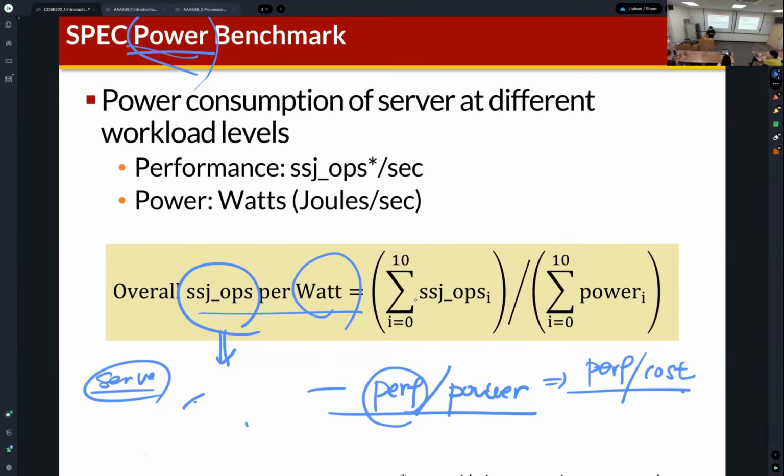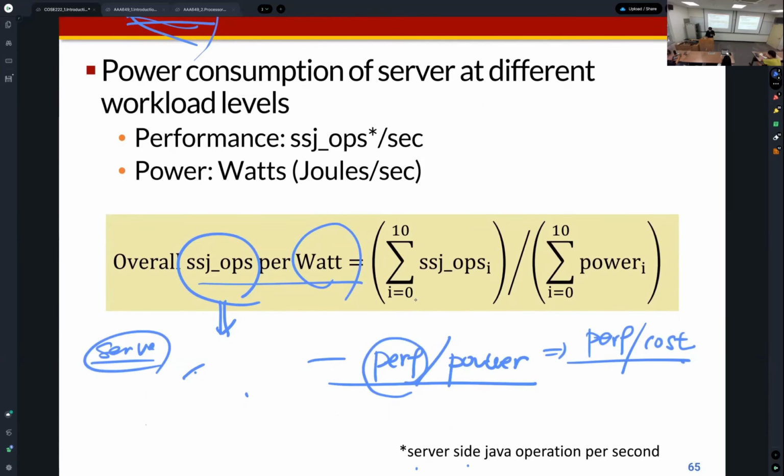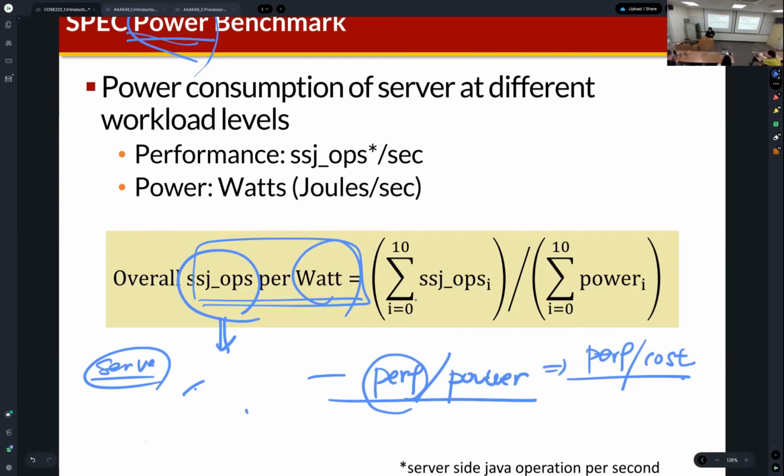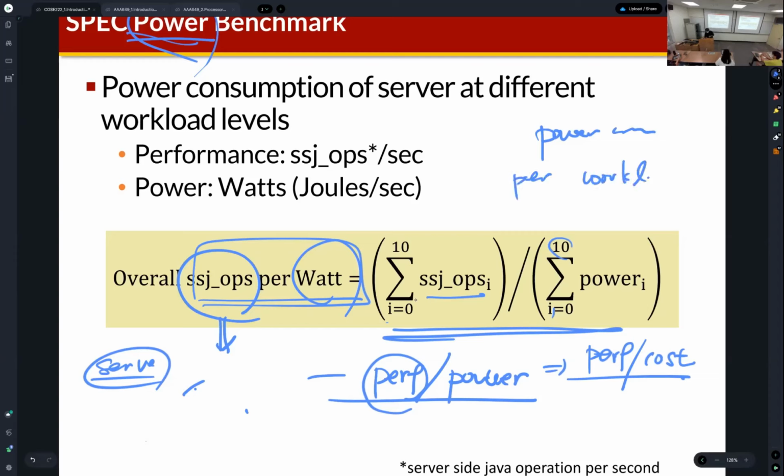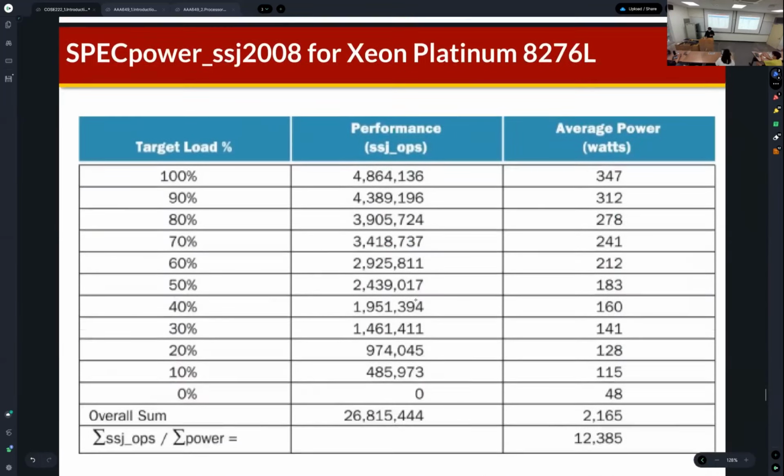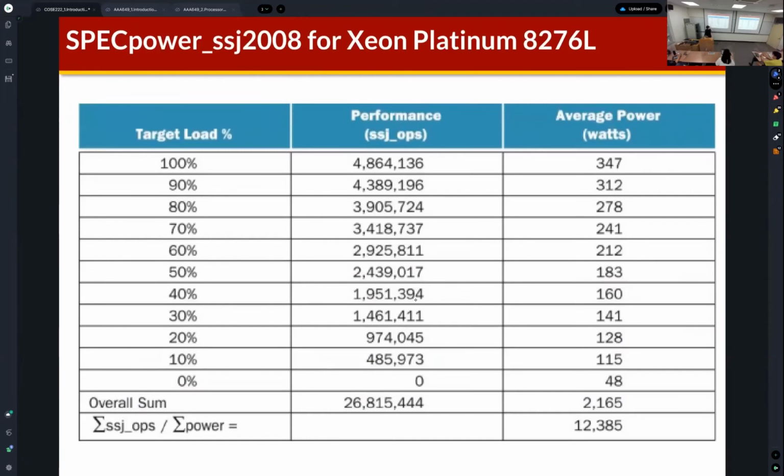Okay. And SPEC calculates this metric using this equation. As you can see, the power consumption is accumulated for i equals 0 to 10, and the SSJ_OPS is also accumulated for i equals 0 to 10. What does that mean? Actually, SPEC measures the power consumption for different amounts of workload. Okay, I believe you can understand if you see this example.